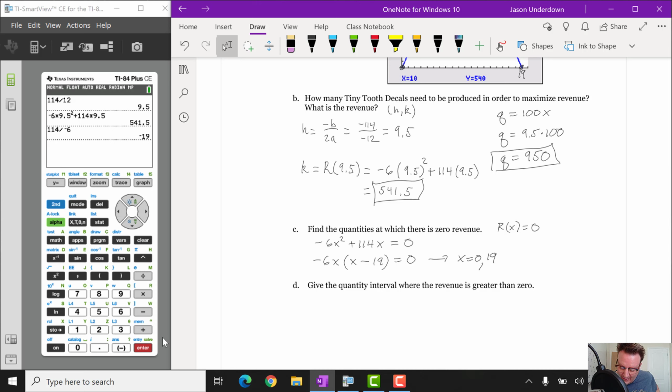Oh, but really, it says find the quantities at which there is 0 revenue. So really what we need to do is now convert this into hundreds. We have to multiply these two numbers by 100 to get the true quantity. Q is equal to 0 or 1900. Okay. Give the quantity interval where the revenue is greater than 0. Yeah, so this would be the interval from 0 to, and it's a quantity interval, so we want 1900.